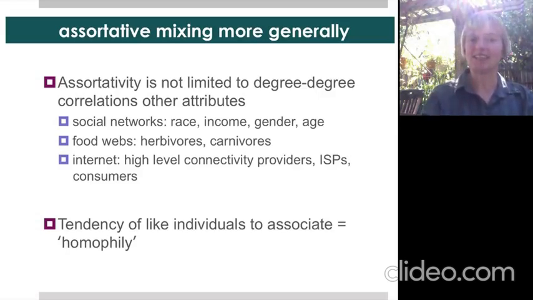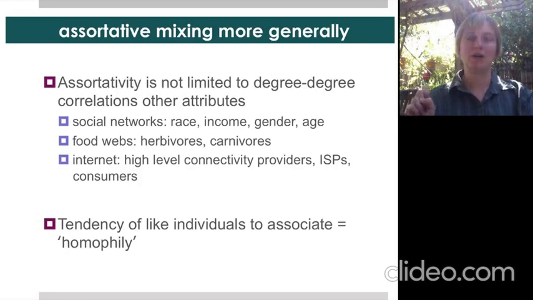And we already discussed the internet in terms of the degree, but maybe really the property that they're connecting on is the type of node that they are, whether they're high-level connectivity providers, internet service providers, or consumers. And in general, when you're talking about social networks, you talk about homophily. The term birds of a feather flock together is saying exactly this, that individuals in some scenarios will tend to associate on observable characteristics, for example, age and gender.